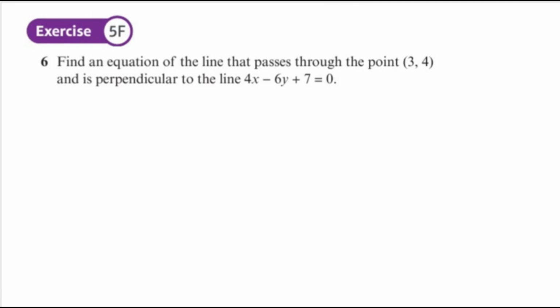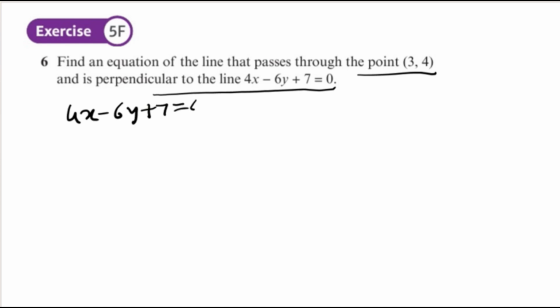Exercise 5F, question 6. Find the equation of the line that passes through the point (3, 4) and is perpendicular to this line. So we have to find the equation of the line which is normal to this line. What we can do first is find the gradient from the given line. So how to find the gradient? For that I have to convert this line equation into y = mx + c form, where m is the gradient.